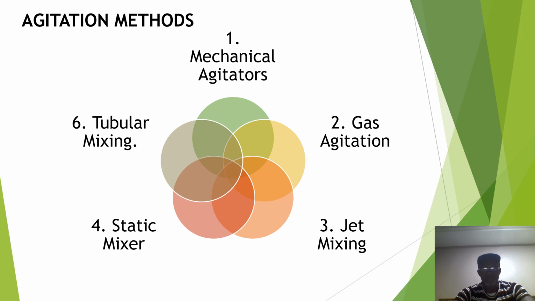There are agitation methods which can be achieved by mechanical agitators, gas agitation, jet mixing. Jet mixing is like a jet. If you open your tap and you're using a hose, when you open it to the full turning, you find out that the speed with which the water or whatever fluid is coming out will be like a jet, like those who work in fire service. The jet of water they use in trying to put out fire incidents. That's why we say jet mixing. We also have static mixing or static mixers and also tubular mixing.